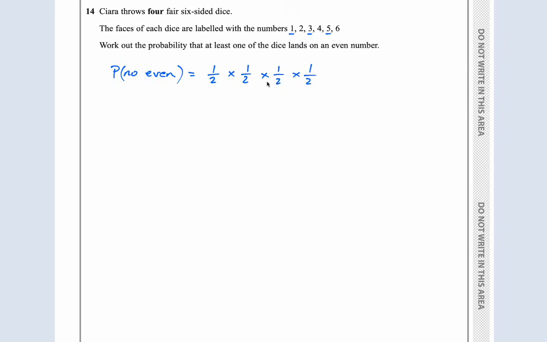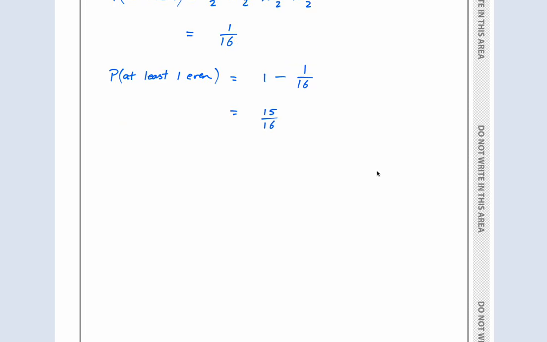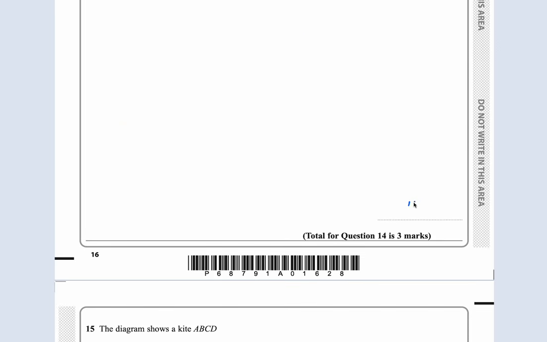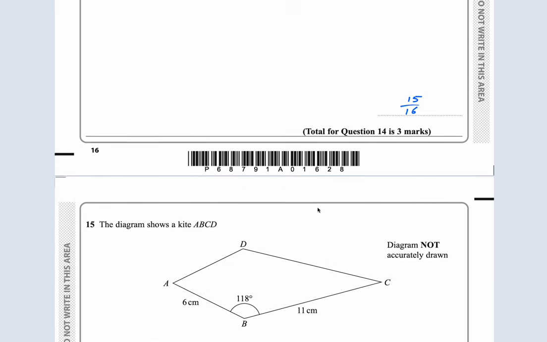Now I have 4 odds, and obviously you could have just done a half to the power of 4. Multiply this out, you get 1 out of 16. So the probability that you get no even numbers is 1 out of 16. So the probability of at least one even is going to be 1 minus 1 over 16, which is 15 over 16, because it's like 16 over 16 minus 1 over 16. And that's it. That was definitely easier, guys, than the other way.